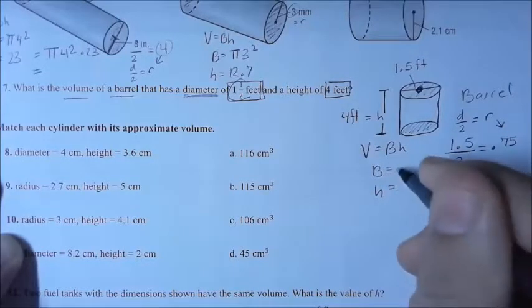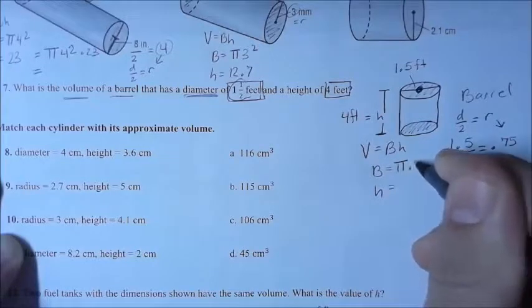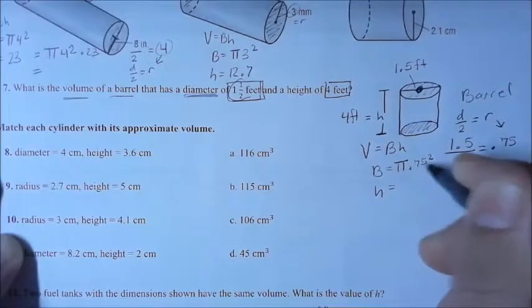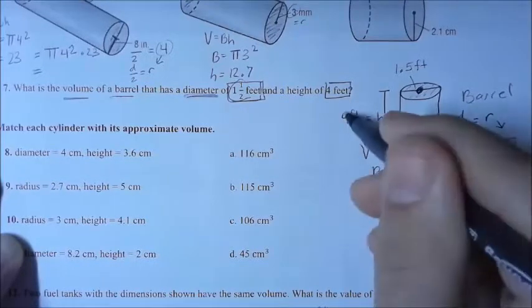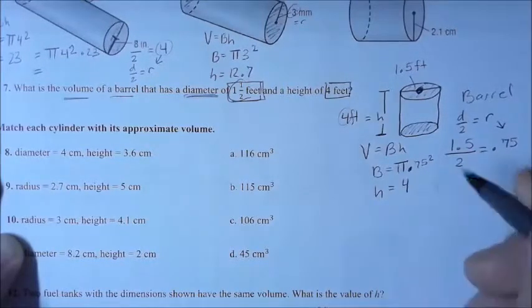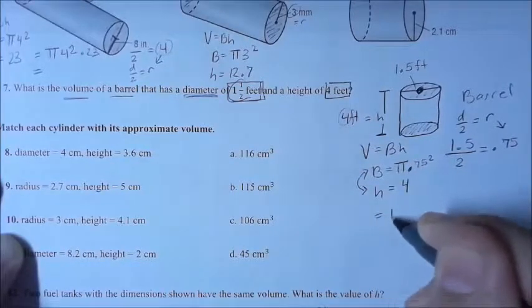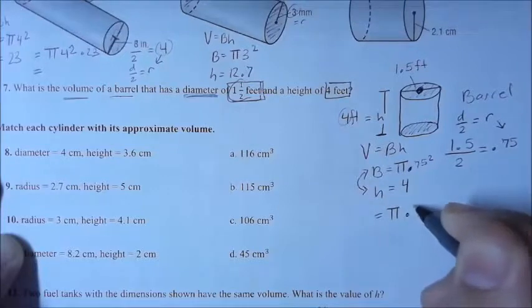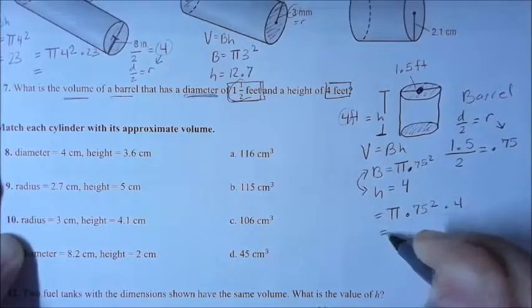So we need pi r squared. So big B is pi r squared. So there's pi. 0.75 squared. That's r squared. And then our h is going to be 4 feet. So we need to multiply these two together. So we should have pi times 0.75 squared times 4. And that's going to give us our answer.